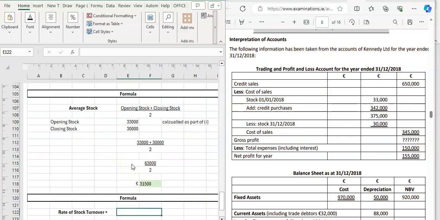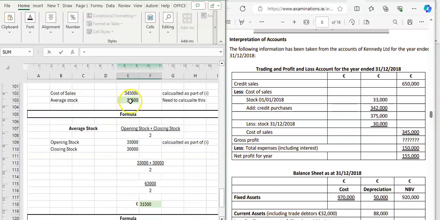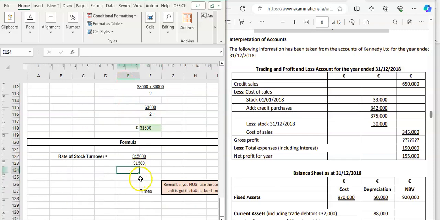So it's going to be my cost of sales, which is 345,000, divided by my average stock, which is 31,500. When I divide them into each other, I get 10.9523. So I'm going to round to 2 decimal places. Because the third decimal digit, 2, is less than 5, I'm going to keep it at 10.95 times. That means that my stock turnover, the number of times my stock is sold or reordered, is 10.95 times in the business itself.